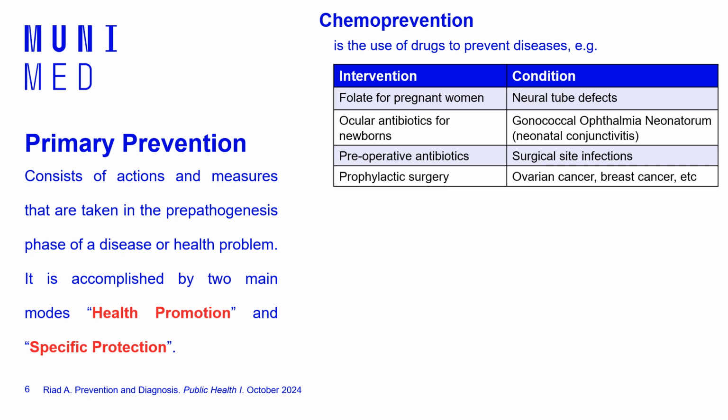Also, preoperative antibiotics. Before the patient starts surgery or enters the operating theater, we give them antibiotics in order to prevent surgical site infections that can happen during the operation. Prophylactic surgery is surgery that we do in order to stop potential cancers.